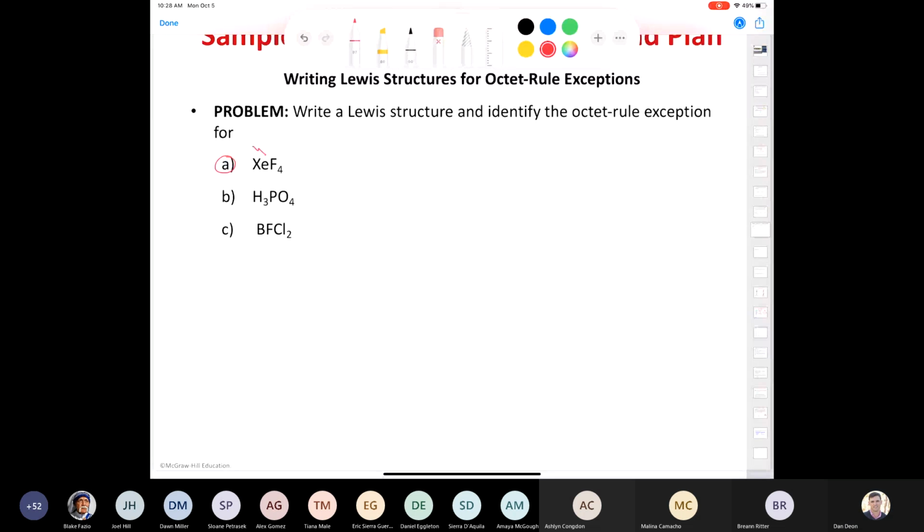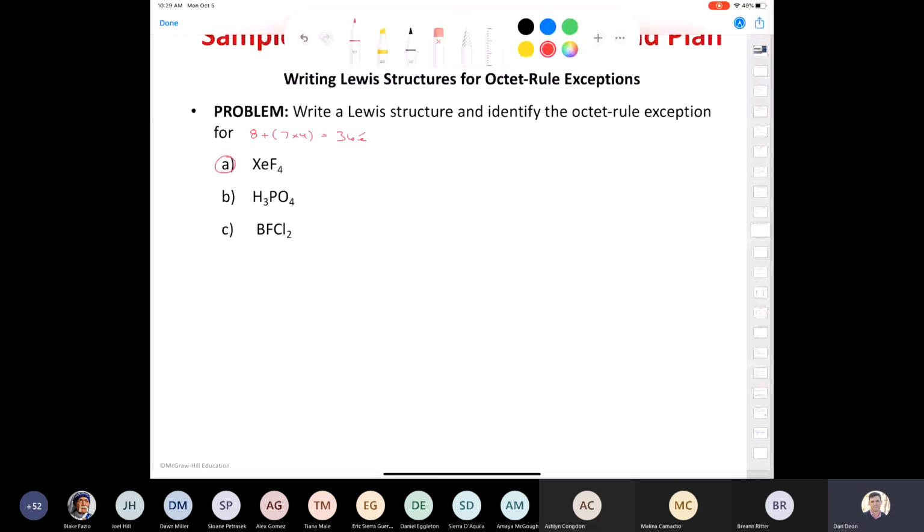Xenon is in group 8A, right? Xenon is a noble gas, and so xenon has 8 valence electrons. Fluorine is in group 7A. It has 7 valence electrons. There's 4, so that's 7 times 4, which is 28. 28 plus 8 gives you 36 valence electrons.